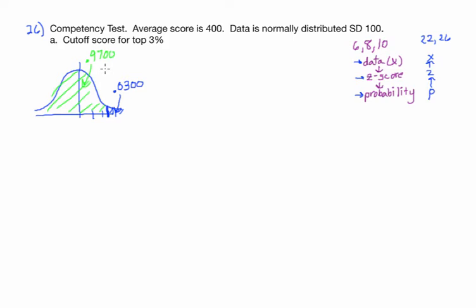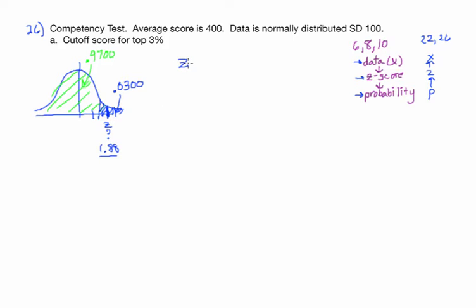and get as close as you can to 9700, and then look on the outside for that z-score. We are looking for the z-score that gives us that. And my table tells me about 1.88. My pick's a little off again. 1.88, about there. That'll give us the top 3%, a z-score of 1.88.